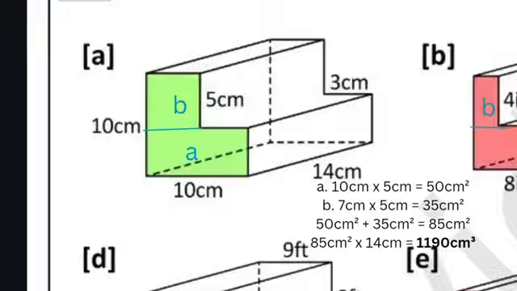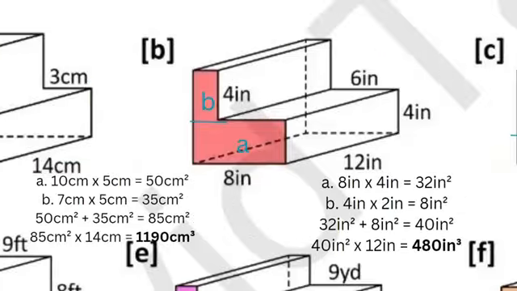50 cm square plus 35 cm square equals to 85 cm square. And 85 cm square times 14 cm equals to 1190 cm cube. To calculate B, we have to divide the L-shaped prism.